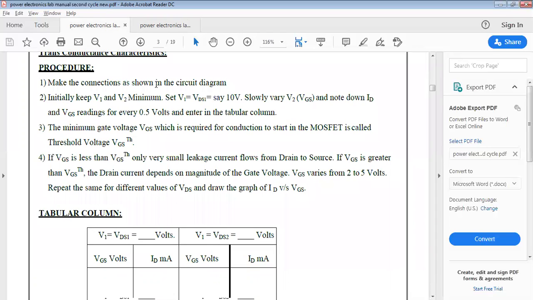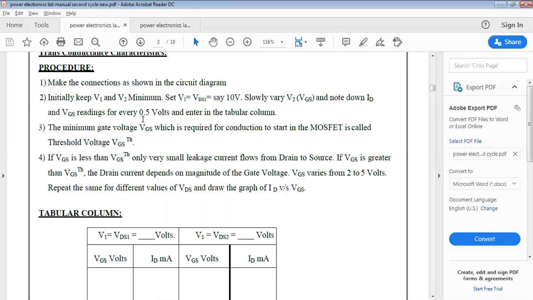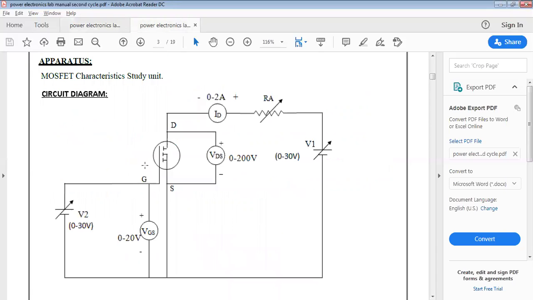Make the connections as shown in the circuit diagram. First, we need to connect the voltmeters and ammeter according to the circuit diagram shown here. Then initially we need to keep V1 and V2 at a minimum. As soon as we start the setup, there will be some minimum voltage presented by this power source V2. Similarly, there will be some minimum voltage presented by this voltage source V1.